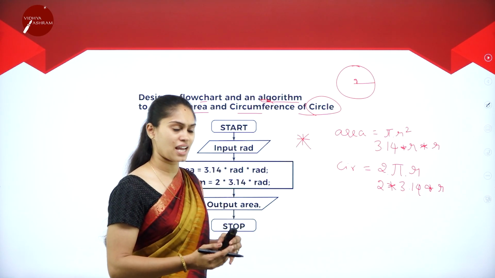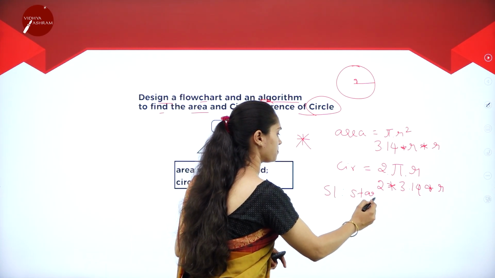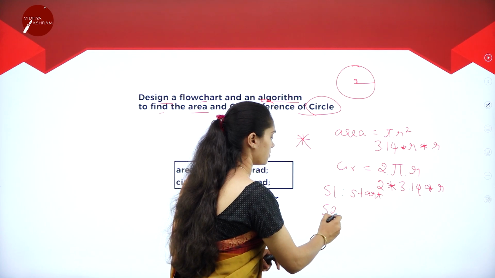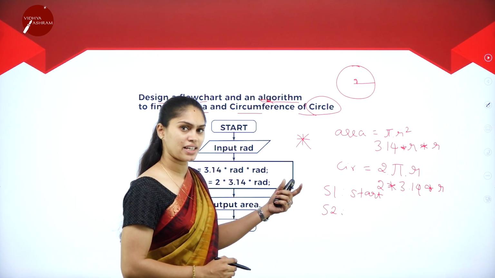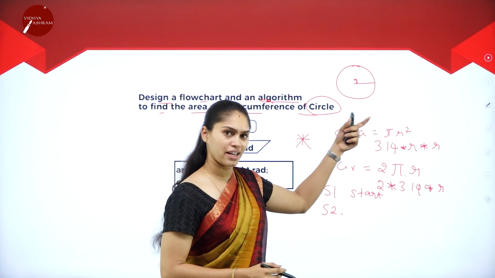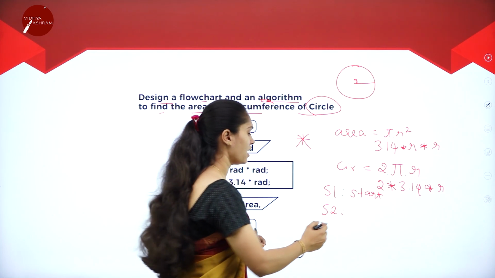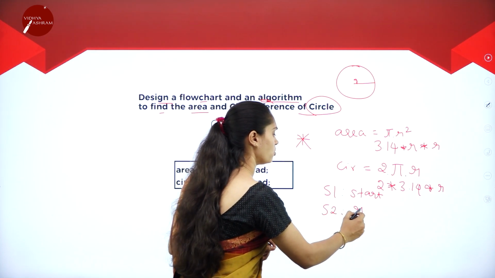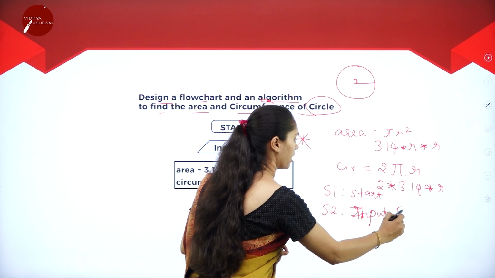Which is the first step? When it comes to the algorithm, start is the first step. The second step is input. What is the input that I require? Can I take this 2 pi everything as an input? No, I require only the radius. So I am going to take the r value as the input, that is input r or radius.